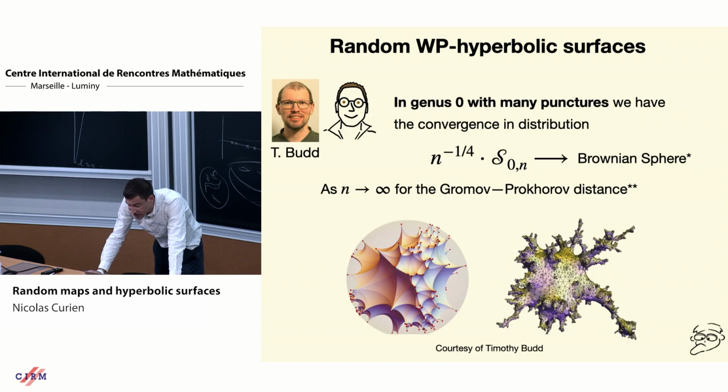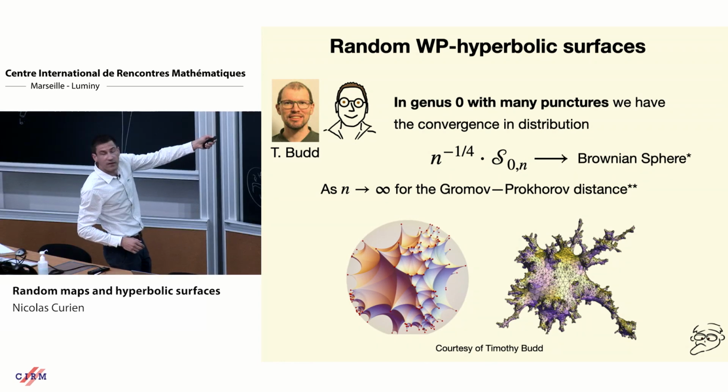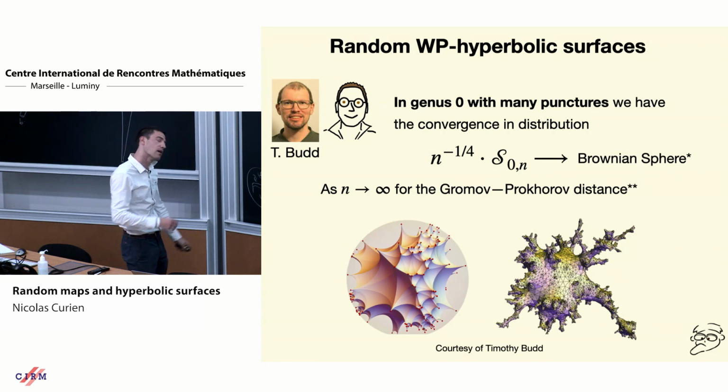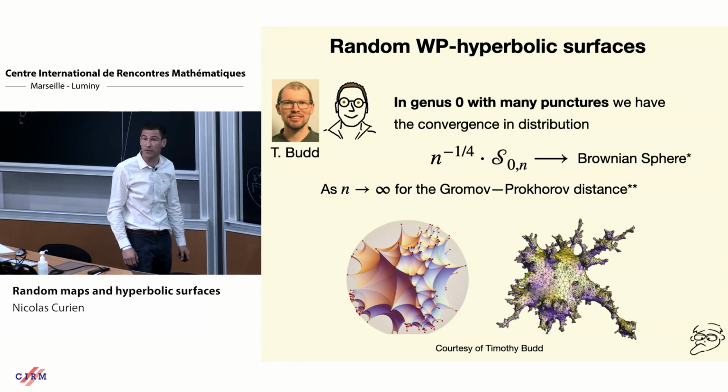Now let's look at the genus 0 case. Well, in genus 0, we are completing a work with Timothy showing that the same thing as for maps, as for triangulation. If you look at S_{0,n}, genus 0, n punctures, then the order of magnitude of the diameter is n to the 1/4. So if you renormalize the distances by this, then you've got convergence again towards this Brownian sphere.